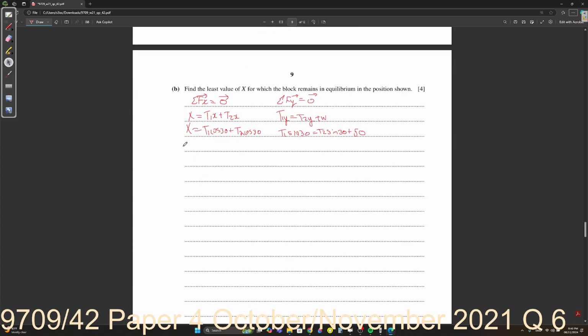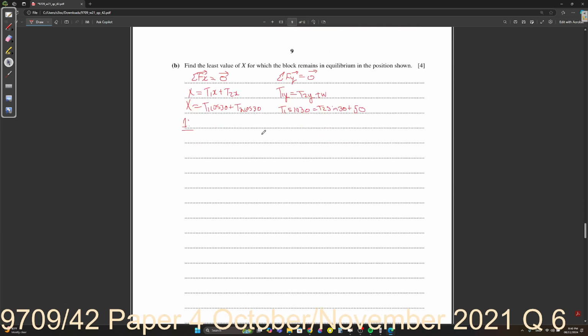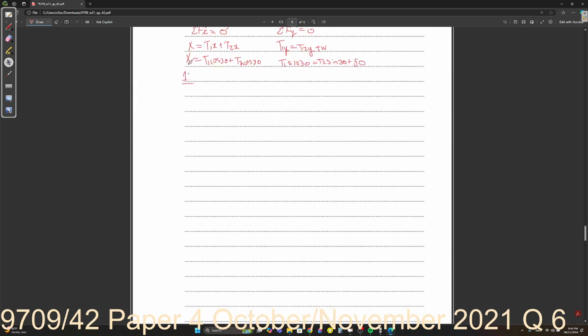Let's first try case 1. Credits to Zuha, because I saw her solution for this. I honestly wouldn't have known it if she didn't write the solution. I was stuck on it. Anyway, case 1, we're going to assume that T1 equals 0. If T1 equals 0, you're going to get two equations. The first equation is that x is equal to T2 cosine 30, right? And the second equation would be that T2 sine 30 plus 50 is equal to 0.